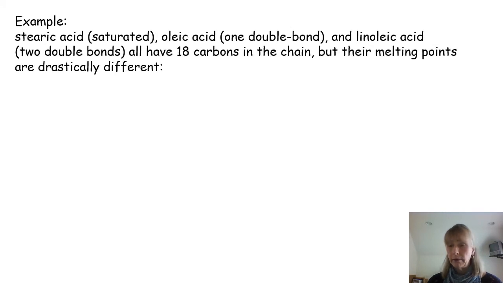Okay, stearic acid. Stearic acid is a saturated fatty acid. We're going to look at oleic acid. Oleic acid is a monounsaturated, one double bond. And linoleic acid has 2 double bonds. Okay, so it's a polyunsaturated. All of them have the same number of carbons, all right? But yet, despite the fact that they have the same number of carbons, these differences in the structure affect their melting points drastically.